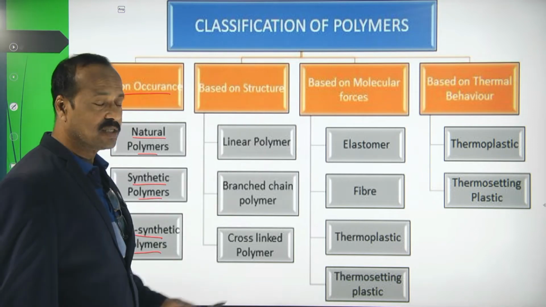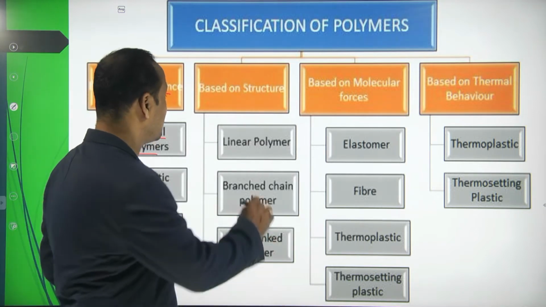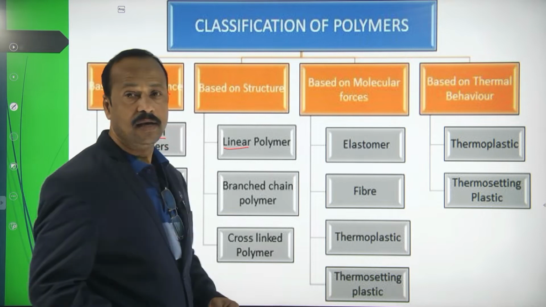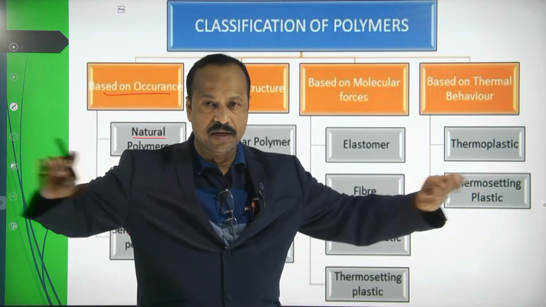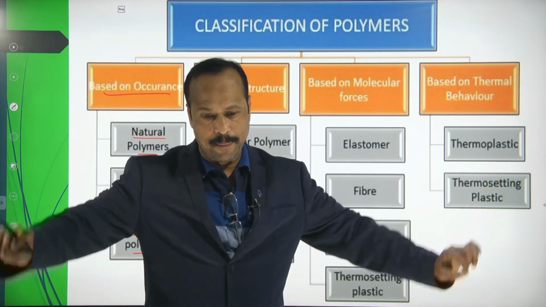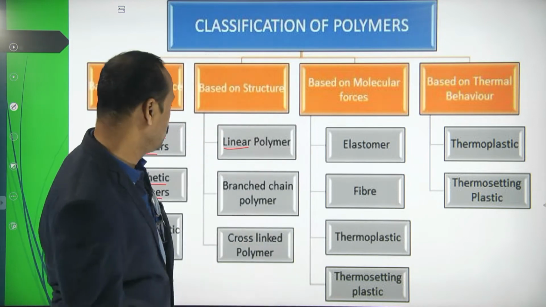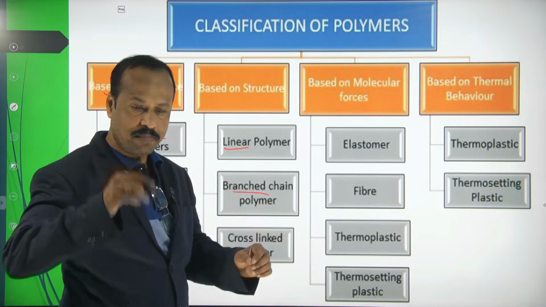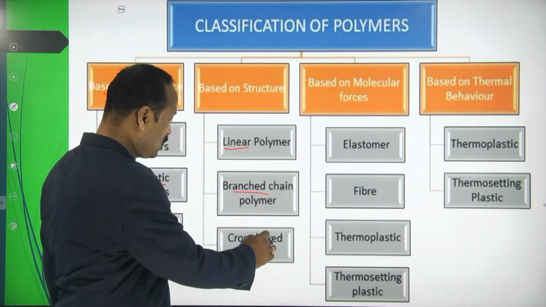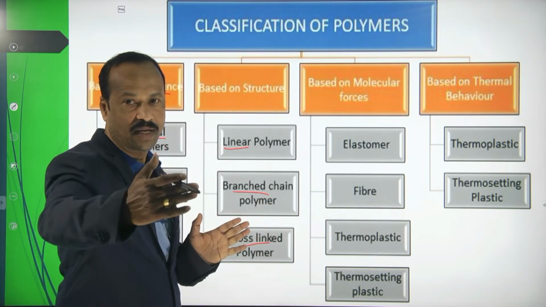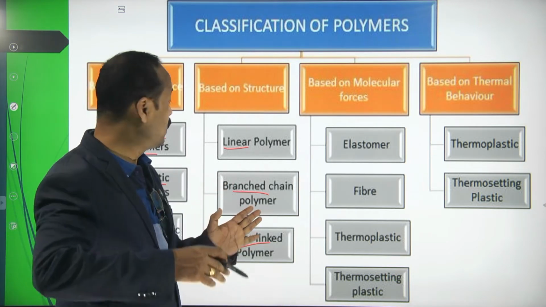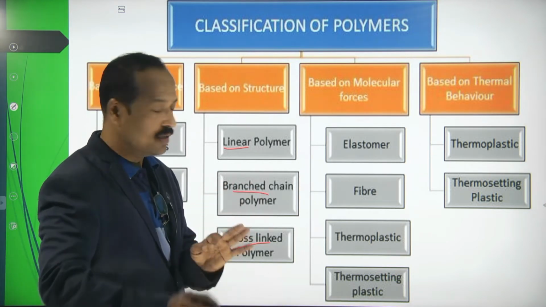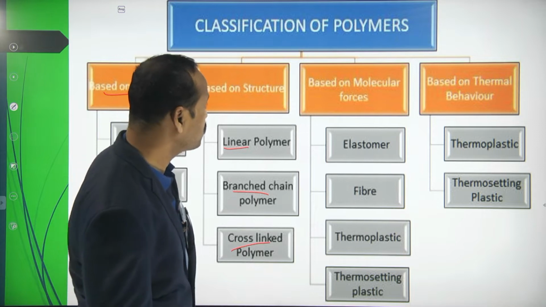Based on the structures, polymers are again classified into three types. Linear means straight. So, straight polymers, branched polymers, where along with the straight chain some branches will be there, and crossed polymers, meaning two or more layers. When linear polymers join together, that is called crossed polymers.